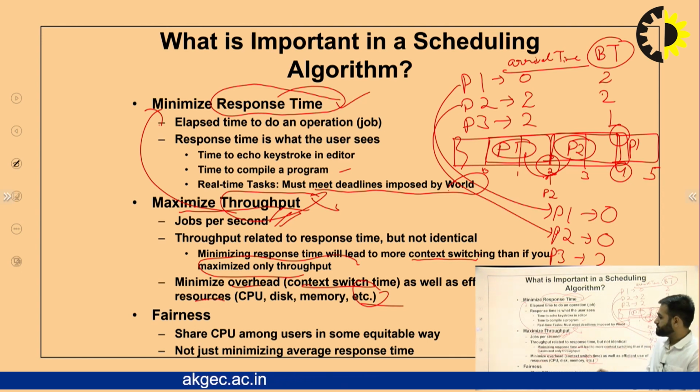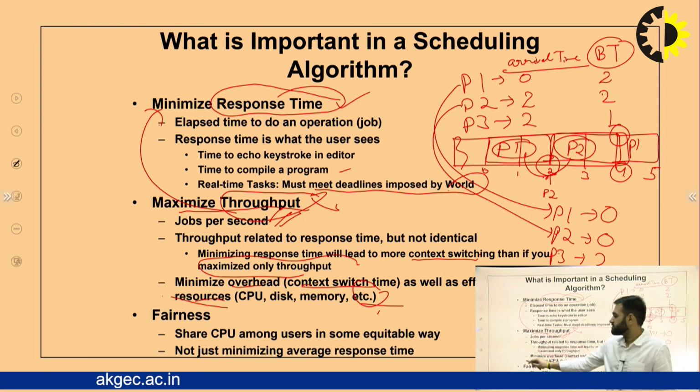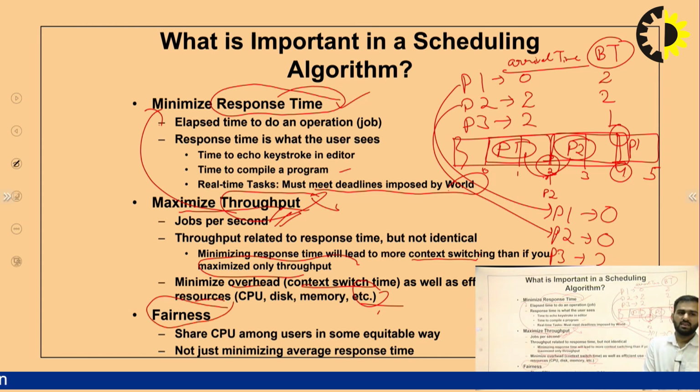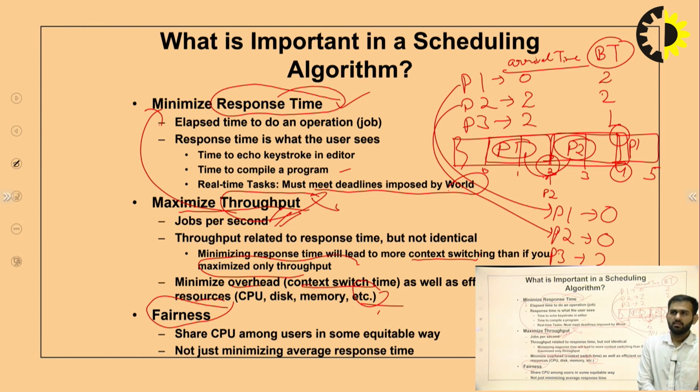Now fairness is nothing but sharing the CPU among users in an equitable way. There are common rules for sharing the CPU for each program, not just minimizing average response time.